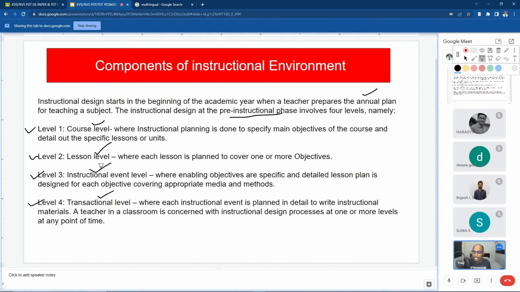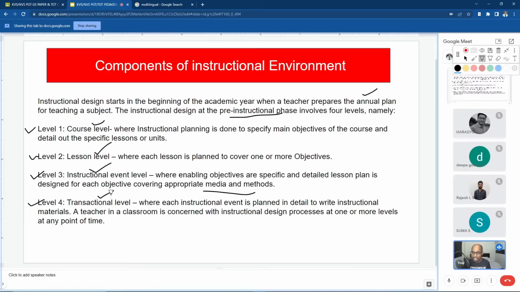Level 3, instructional event level, where enabling objectives are specified and a detailed lesson plan is designed for each objective, covering appropriate media and method. In the lesson plan we have to write whether you are going to use only duster, chalk and blackboard, or the textbook to teach. Are you going to use the overhead projector? Are you going to use the LCD projector? Are you going to use any YouTube videos? Likewise, everything must be informed in this instructional event level.